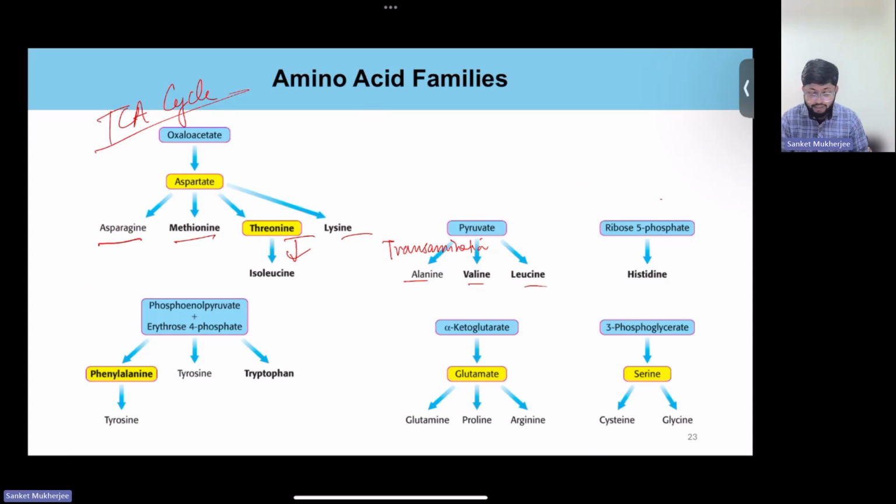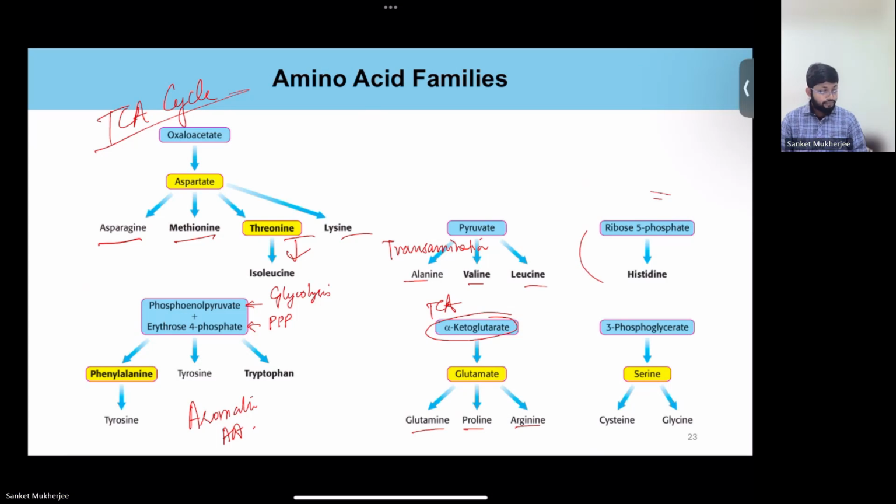Ribose 5-phosphate gives histidine. This is a separate family altogether, the histidine family. We already know that. And then there is phosphoenol pyruvate and erythrose 4-phosphate. Phosphoenol pyruvate comes from glycolysis, and erythrose 4-phosphate from the pentose phosphate pathway, and together they give us the aromatic amino acids. We will talk about it in detail. Alpha ketoglutarate, as we already know, is a part of the TCA cycle, and it forms glutamate, which forms glutamine, proline, and arginine, right? 3-phosphoglycerate forms serine, from which cysteine and glycine are formed.